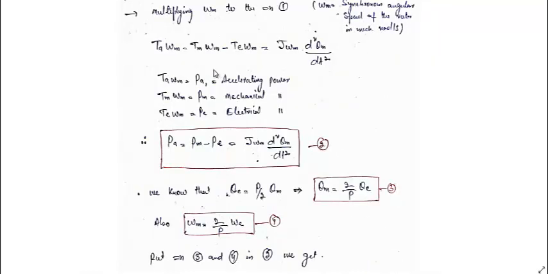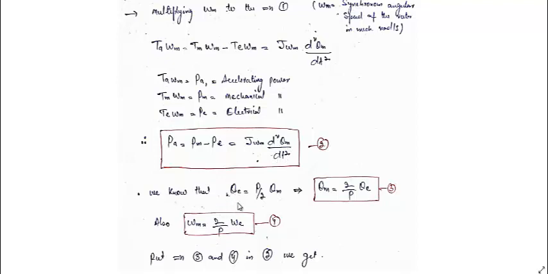So multiplying this, we get Ta omega m, Tm omega m minus Te omega m is equal to J omega m del square theta m by del t square. This Ta omega m is equal to Pa, that's accelerating power. Tm omega m will be equal to Pm, that is mechanical power. Te omega m will be equal to Pe, that's electrical power. So we can write Pa is equal to Pm minus Pe, that is equal to J omega m del square theta m by del t square.